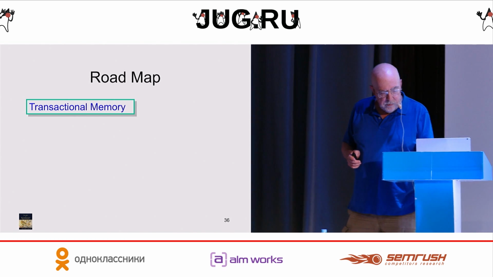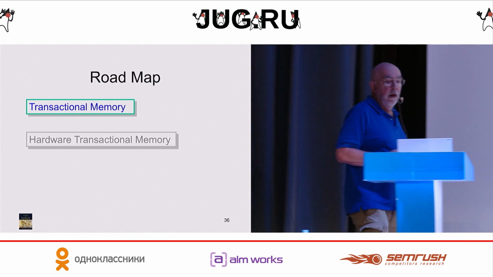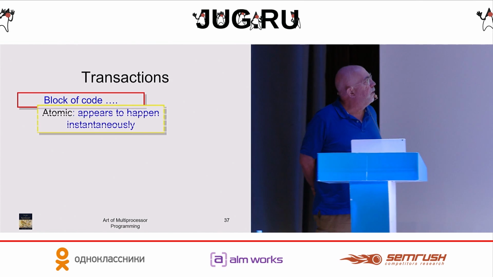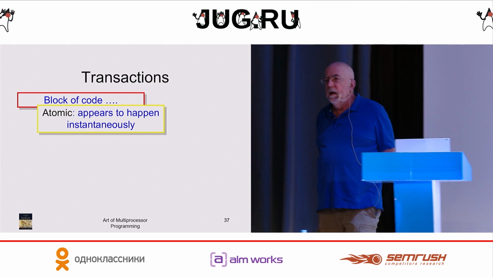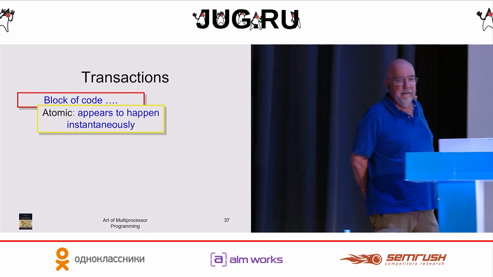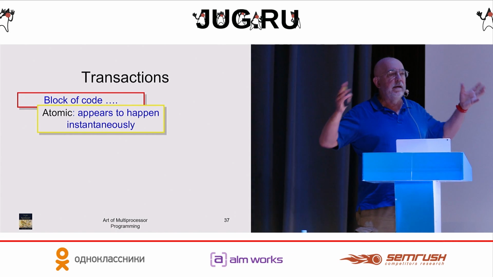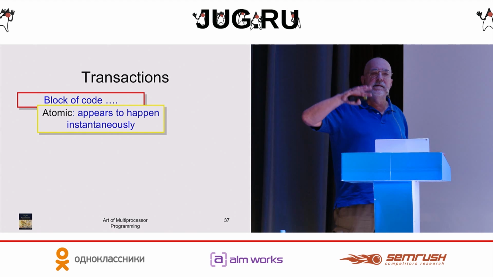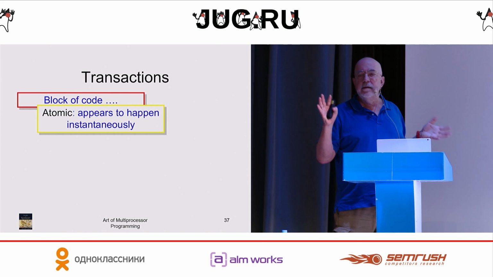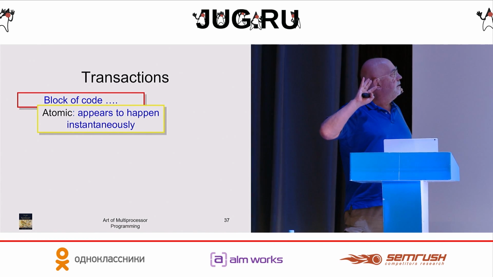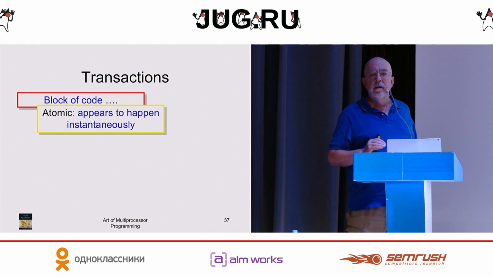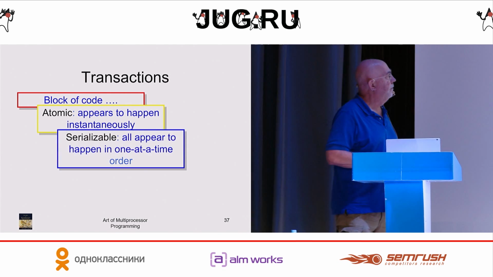So first, I'll talk about what transactional memory is. A transaction, for our purposes, is just a block of code, kind of like a synchronized block in Java, that appears to happen instantaneously. Now, a synchronized block in Java kind of appears to happen instantaneously, except that there are many ways you can violate this property. But for our purposes, a transaction is multiple lines of code that just happen. Nobody ever sees an intermediate state.